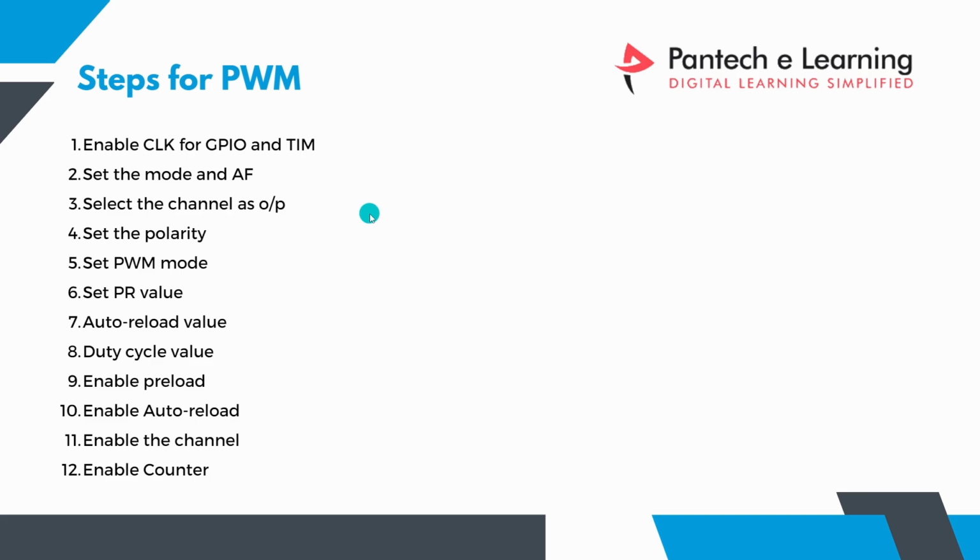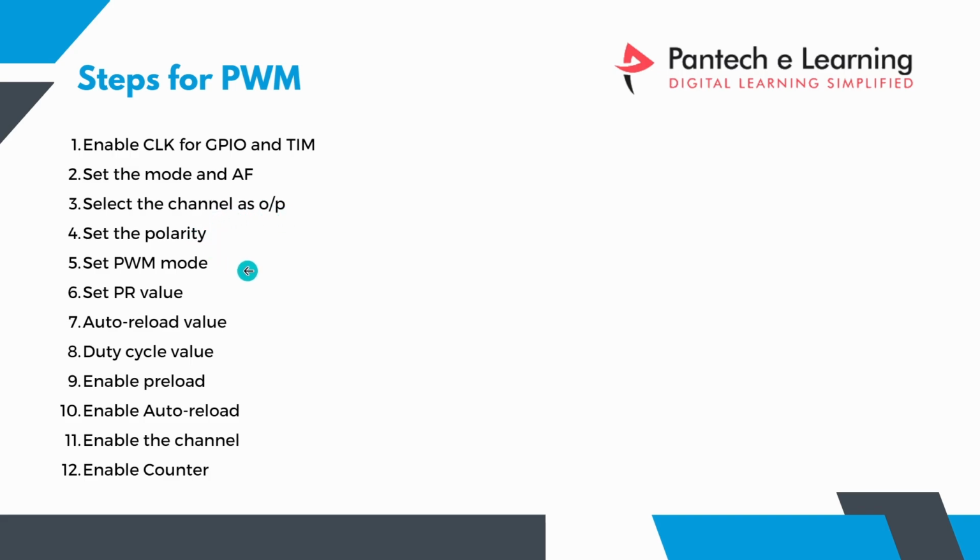So what are the steps for configuring PWM? First we have to enable the clock for a timer, whichever timer we are configuring. We have to configure the GPIO pin, and select the mode and alternate function for the pin. We have to select the channel as an output. We are going to develop the project for controlling the brightness of the LED.